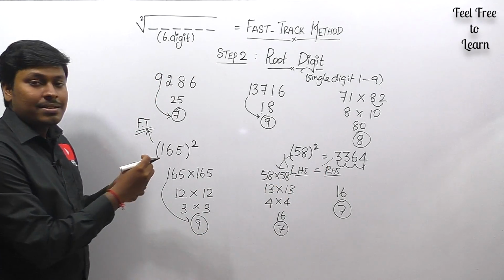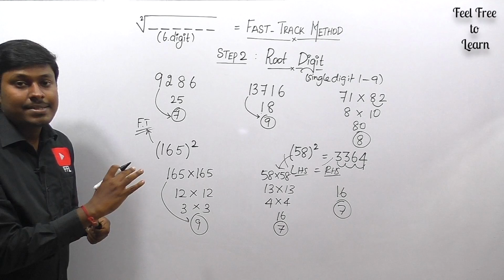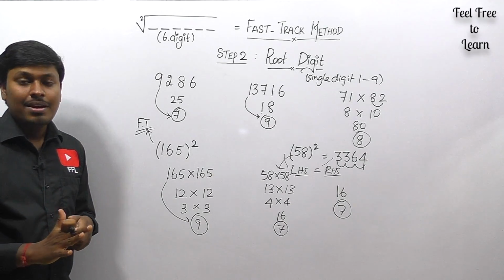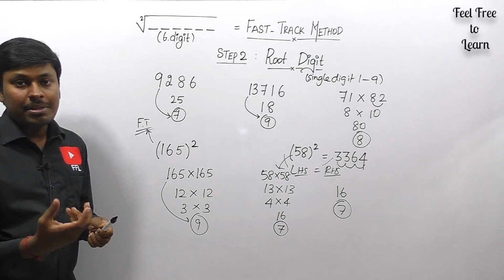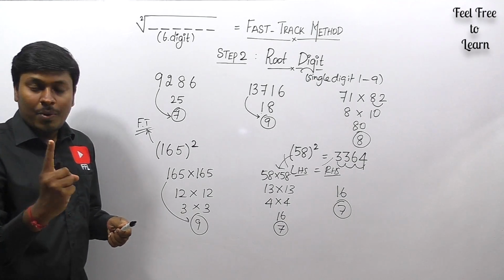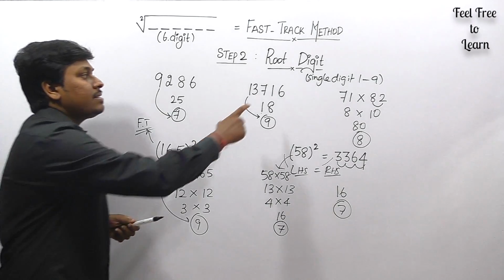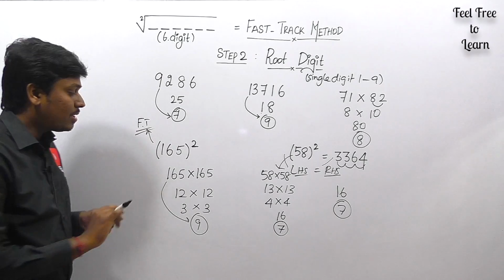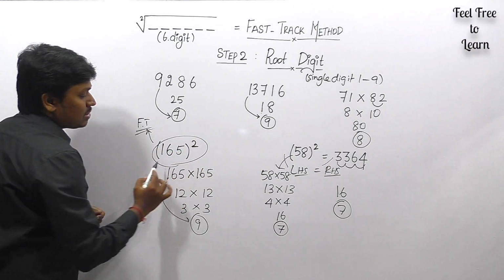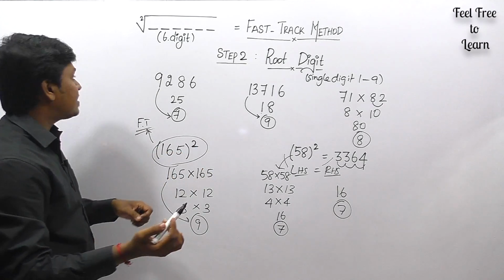In the fast track method, we are going to use a fast track method to find the square root of a number. If you need to apply the fast track method, you need to know two things. One is the traditional method. Second is how to find the root digit of a number. That too, this concept is most important.